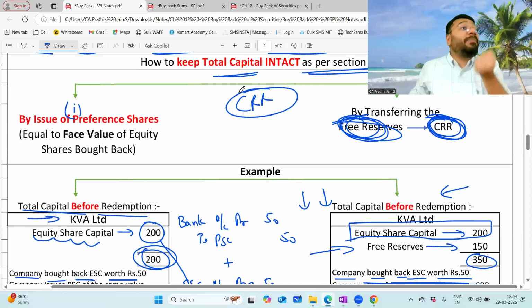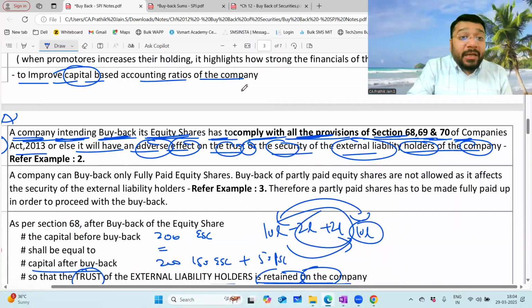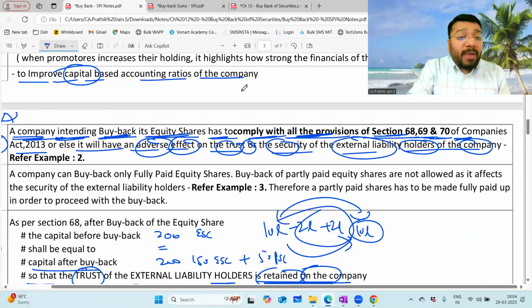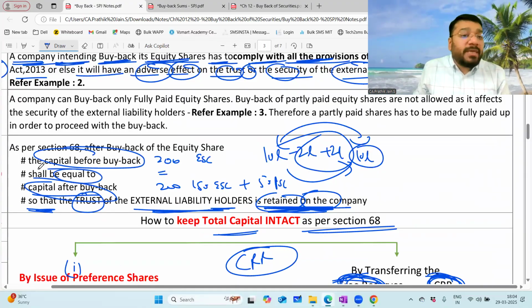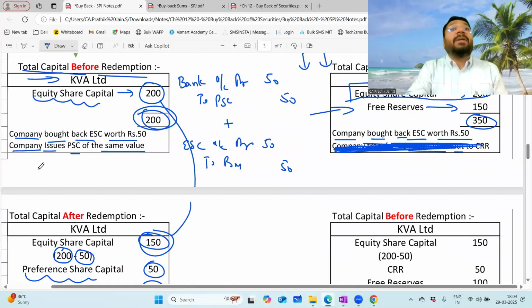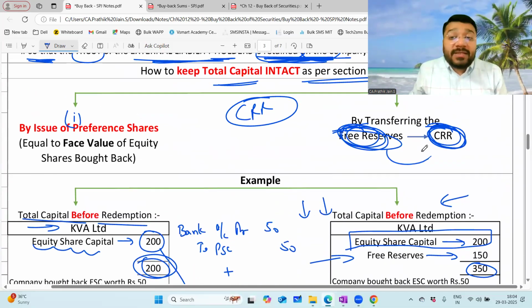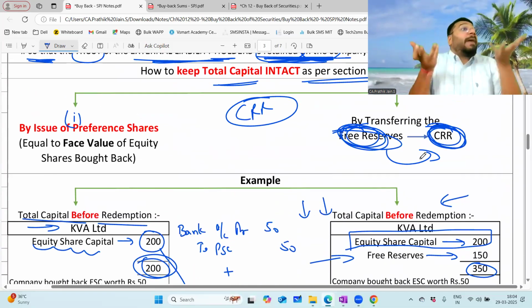Then what is the ultimate purpose? You said that the capital of the company before buyback and after buyback should be equal. CRR is not capital, no, sir. So even if I transfer the free reserve to CRR, CRR is not capital. How is the capital kept intact?